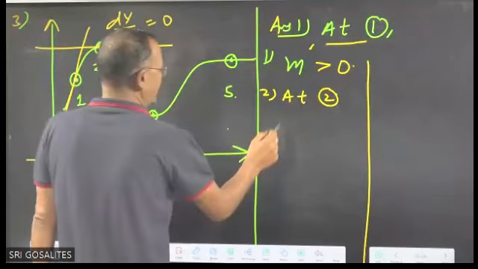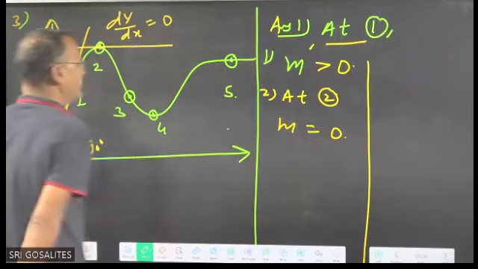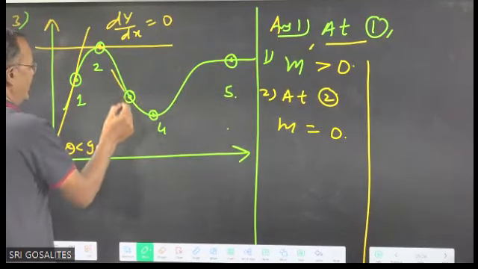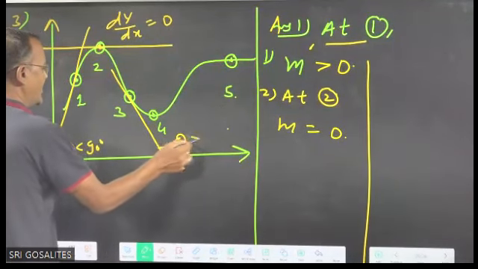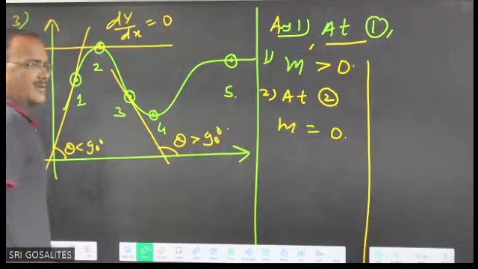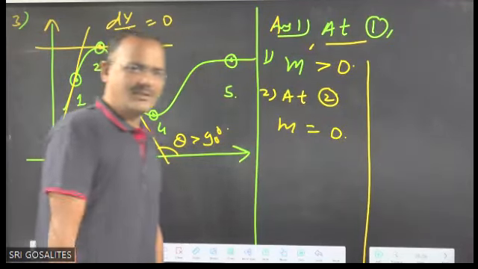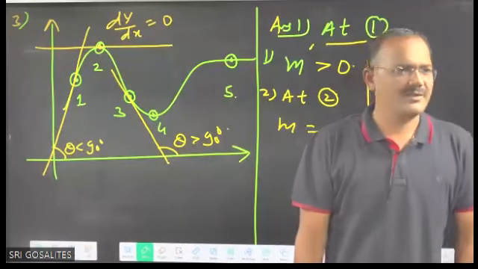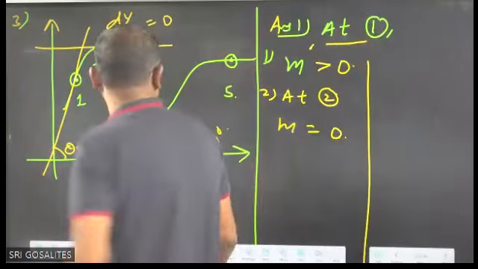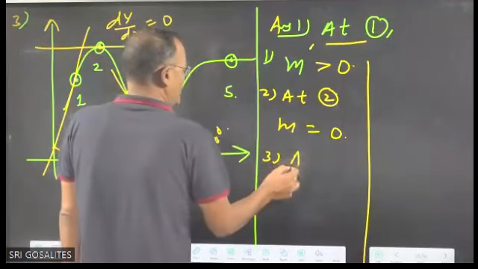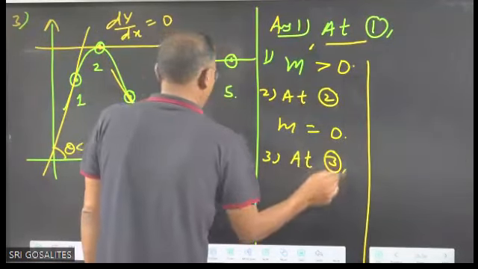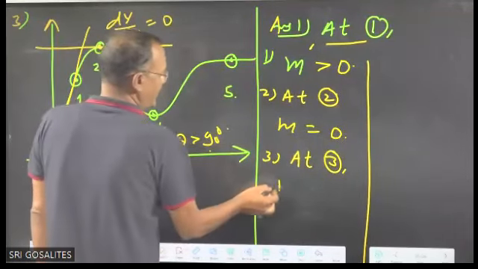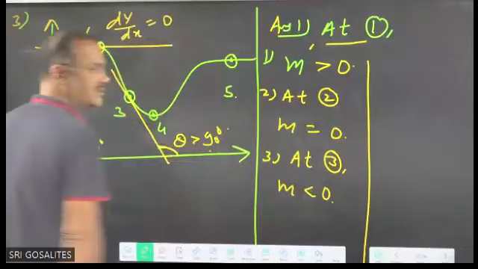So at the second point, what is the slope value? 0. Now come to the third point. Here on this curve, if I draw one tangent, how much angle is it making now? Obtuse angle. So theta is more than 90 degrees, and tan is negative in the second quadrant. So at the third point, the angle is obtuse, tan theta is negative, that is, slope is negative.